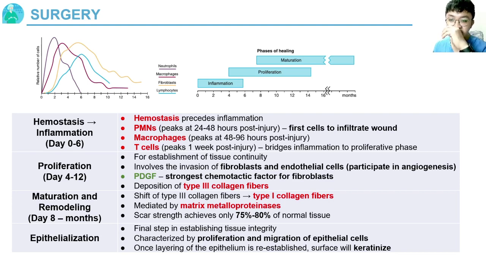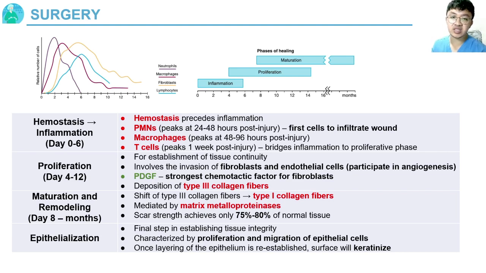So for hemostasis and inflammation, before inflammation occurs, you need to have hemostasis to prevent the patient from exsanguinating. So the blood flow there needs to stop. Aside from preventing exsanguination, blood loss, stopping the blood flow there allows your inflammatory mediators, your WBCs, to arrive at the site and exert their actions. So the first WBC that actually goes in your phase of inflammation is our neutrophil. They're the first cells to infiltrate the wound, and they peak at 24 to 48 hours post-injury, followed by macrophages, which peak at 48 to 96 hours post-injury.